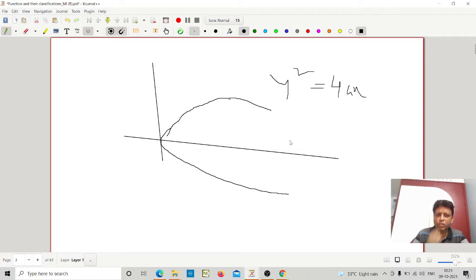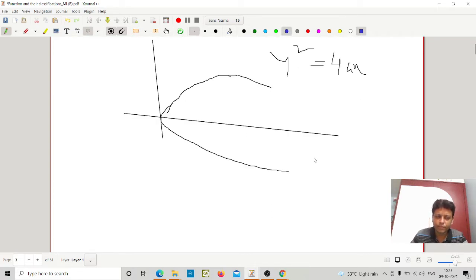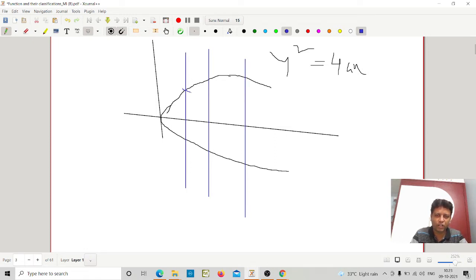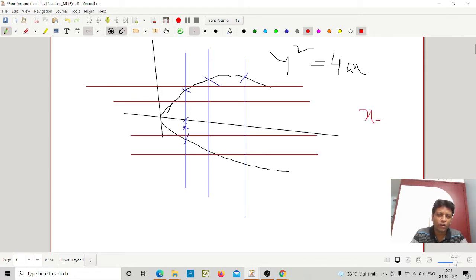Now tell me, dear students, is this a function of x? Sir, it is a function of x but not a function of y. No, this is not a function of x. If you draw vertical lines, it will cut 2 points. So for one x, you are getting two values of y. But if you draw horizontal lines, it will cut the graph at exactly 1 point. So this is a function of y.